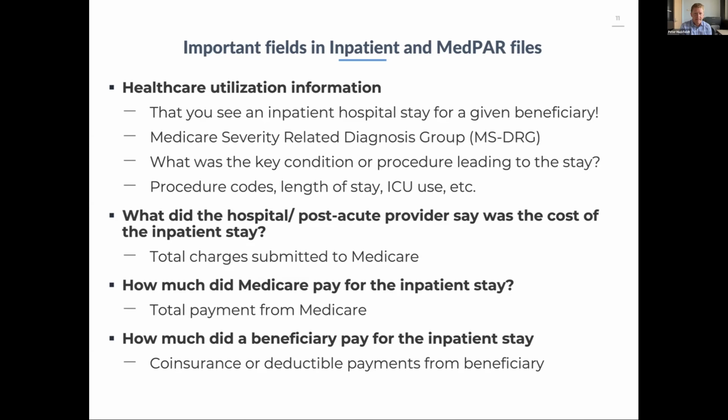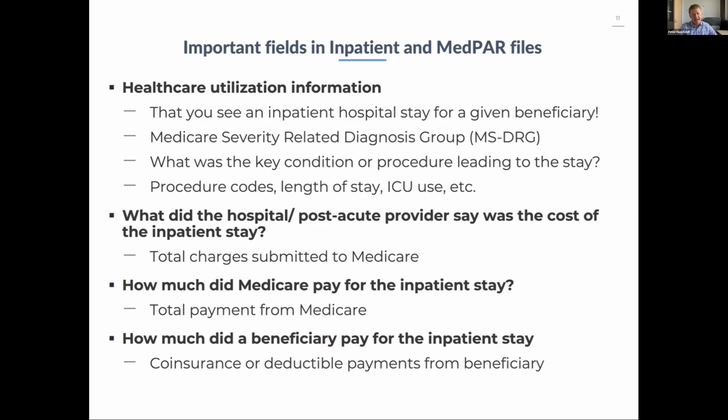Along with the fact that a given stay occurred, you can also see, in the case of a hospital stay, why that hospital stay occurred. The key field here is the Medicare severity related diagnosis group, or the MSDRG. The MSDRG tells you both the primary reason for a hospital stay, but also a patient's disposition. This is specifically indicating whether a patient had complications and comorbidities or major complications and comorbidities.